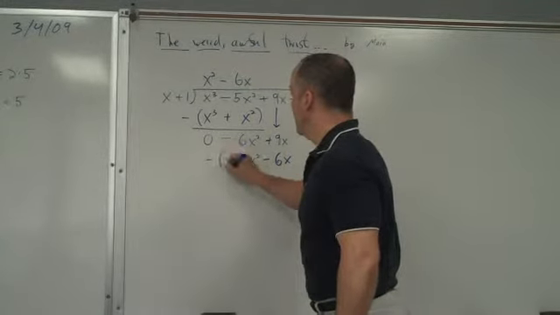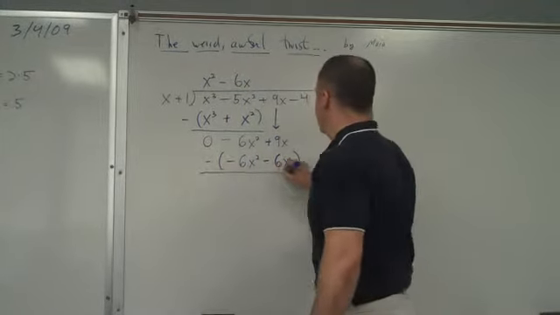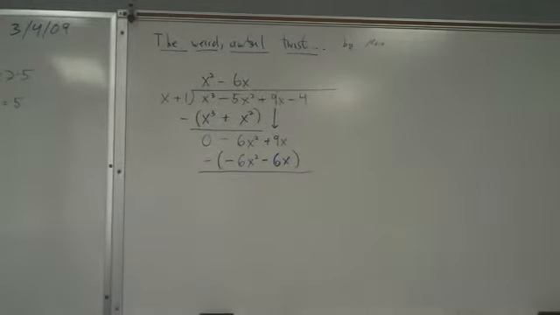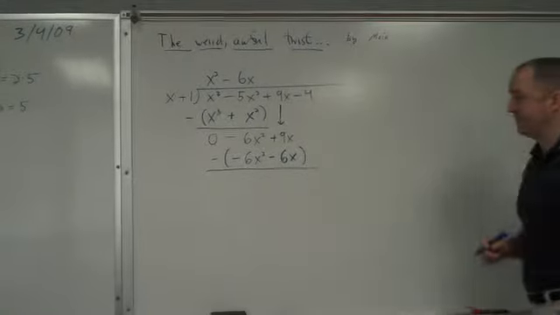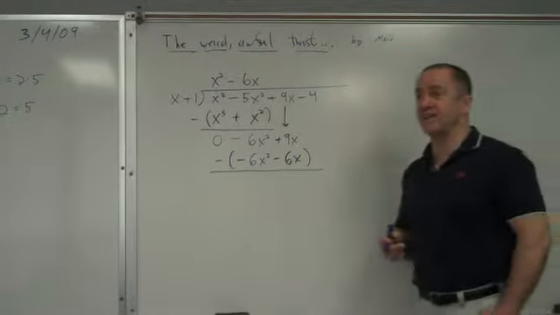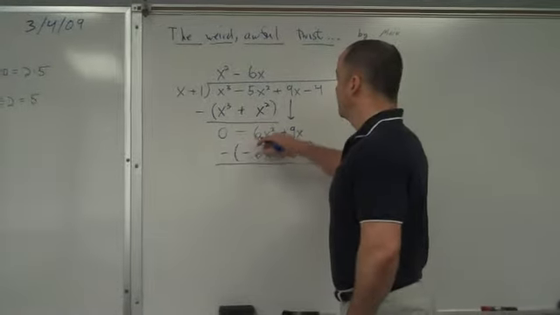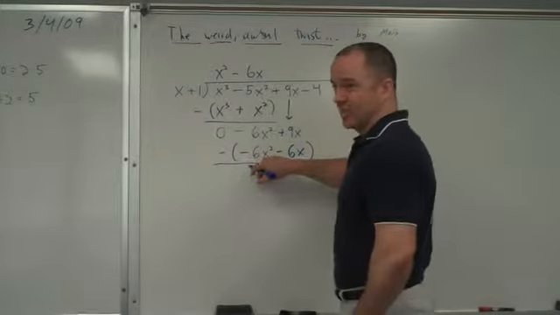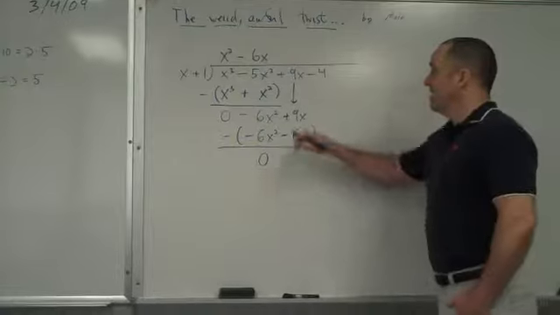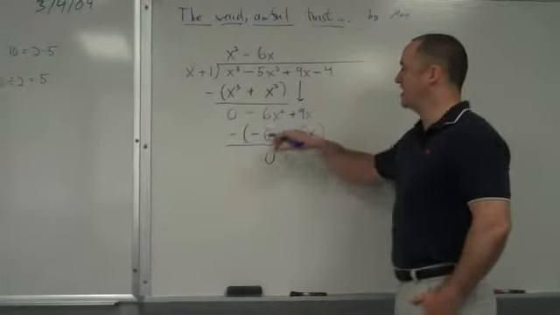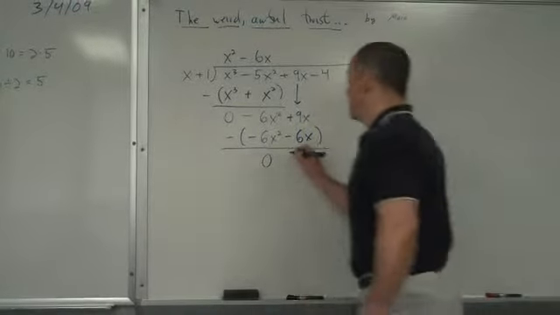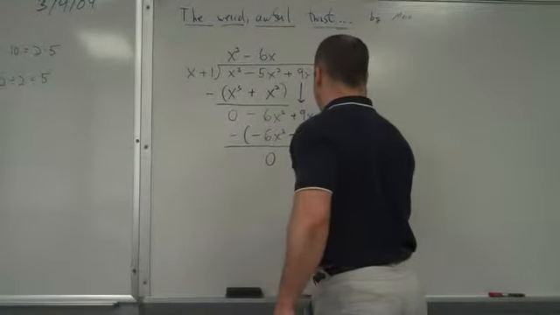And once again, I subtract the entire little polynomial I've created down here, being careful to distribute the subtraction. This is where most people mess up, is in the pluses and the minuses. Minus 6x squared minus negative 6x squared cancels out. Gives me the 0. 9x minus negative 6x gives me plus 15x. And then you bring down the 4.